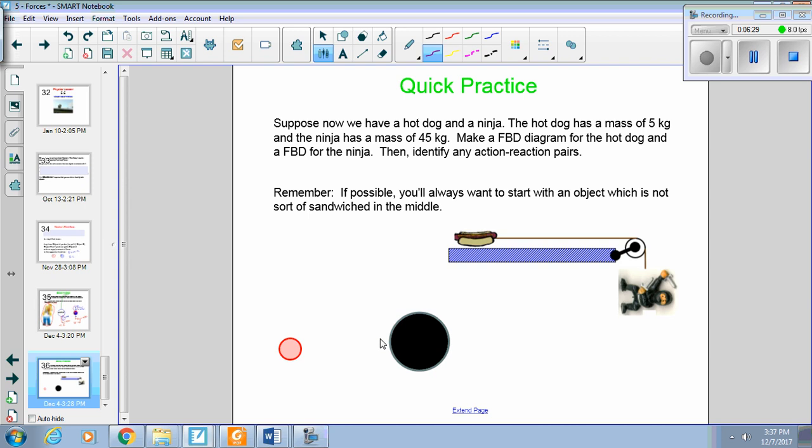Let's take a ninja and a hot dog. Hey, that's fun. Ninja and a hot dog. So what we have is a ninja and a hot dog. How many times can I say that and still not laugh?